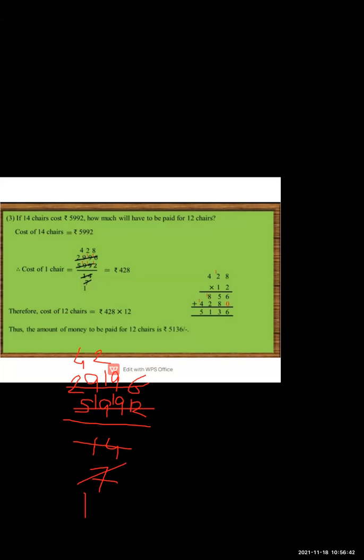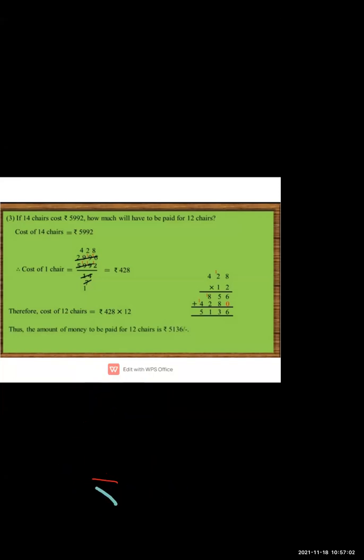Okay, 5 has remained, so we will give 5 to 6. It has become 56. So 7 8s are 56. So here we got the answer 428. The cost of one chair is rupees 428.